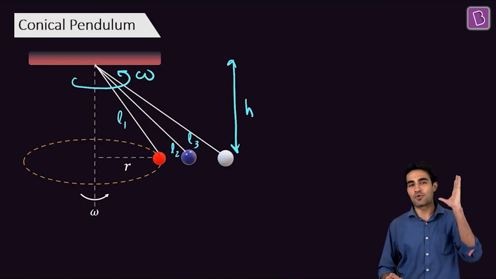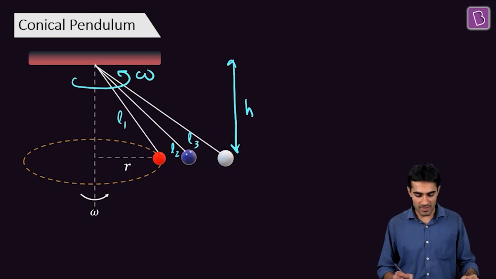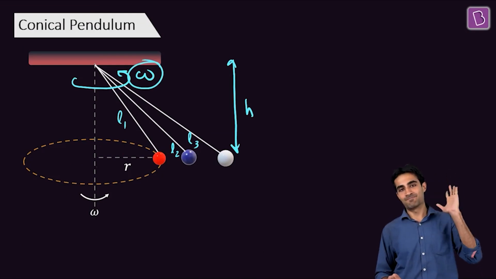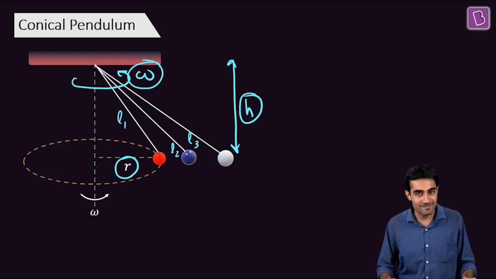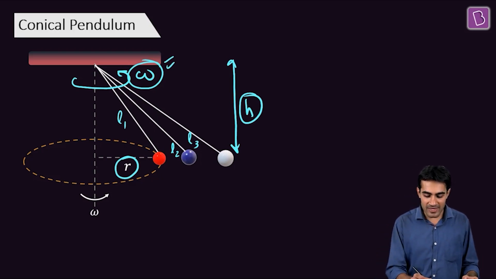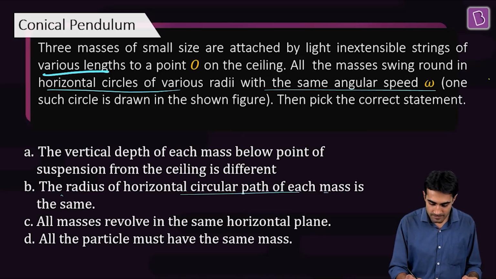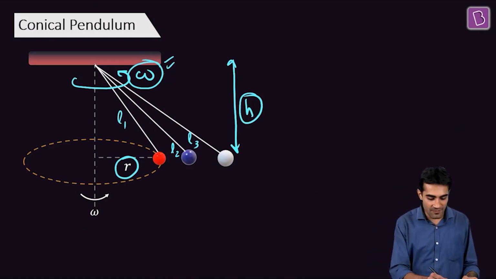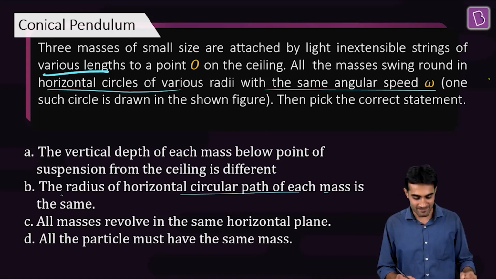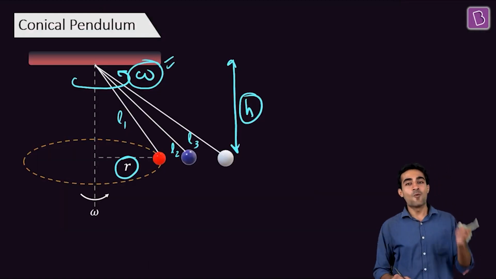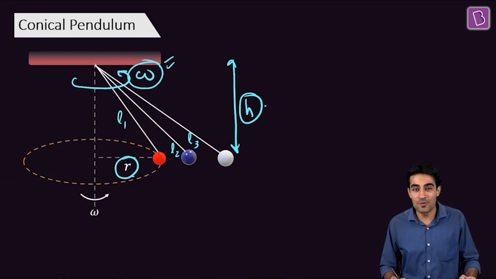Now, how do we approach this question? Our approach should be simple. We have the condition that omega is same. Now, we can find out what is R as a function of omega or what is H as a function of omega. If for same omega we get same R, we will mark option B. If for same omega we get same H, we will mark option C. All the masses revolve in same horizontal plane, that is the depth is same. So for same omega, what is same? Is R same or is H same? This is the question. Now how do we approach the problem?